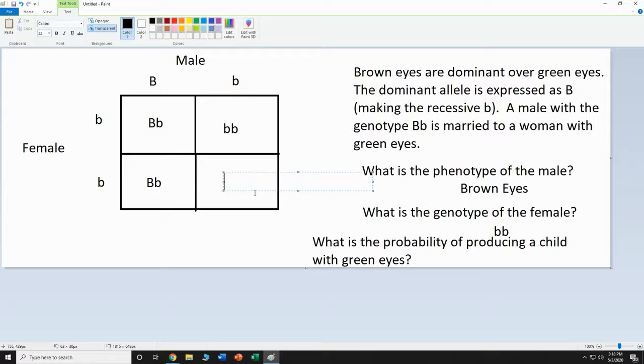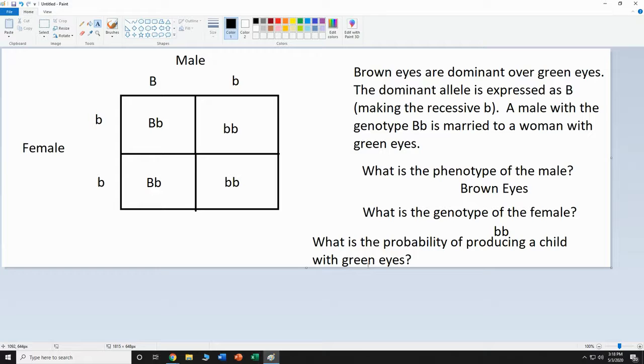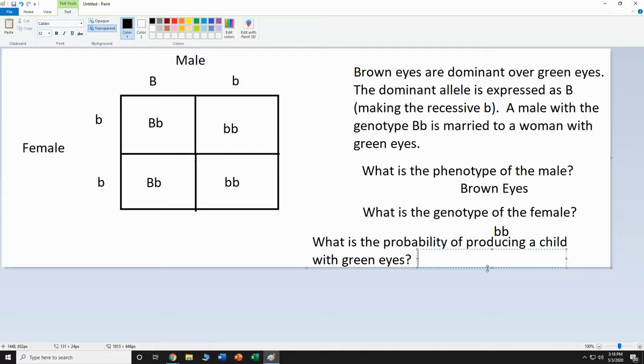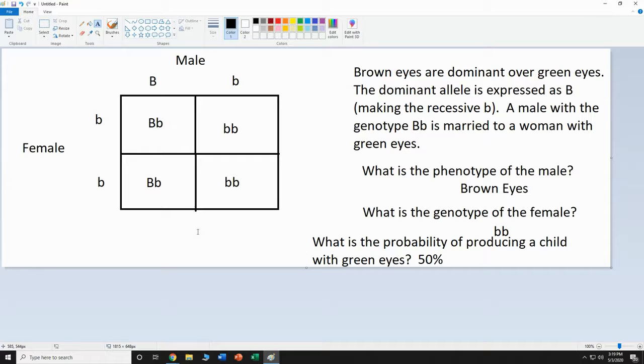So the question says, what's the probability of producing a child with green eyes? Well, we know from a previous question that green eyes has little b. So when we look at this box, these are all the possibilities of the children that this couple can make. So green eyes is little b. That shows up half of the time, right? It's in two out of the four boxes, so that's half the time. So the probability is 50%.